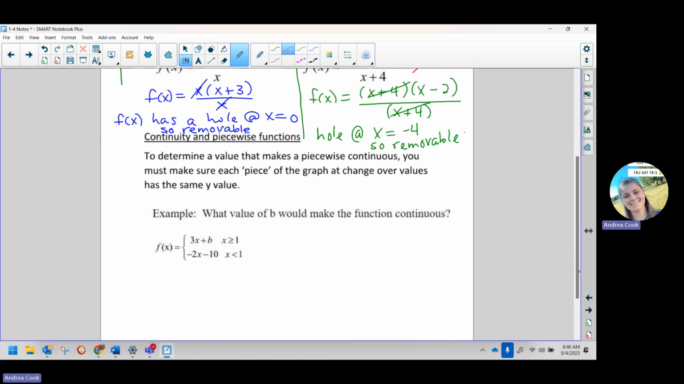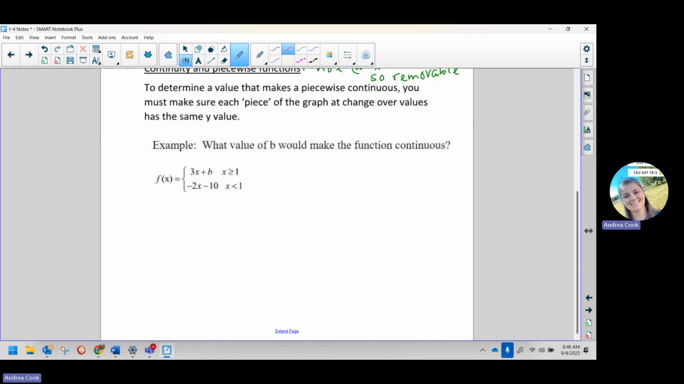Okay, so here I gave you f of x as a function. It's two linear pieces. The break of the graph is at 1, and I want to find the value of b that will make the function continuous. So I basically want those two lines to come together. Well, using our definition of continuity, where are we checking continuity? At 1. So is f of 1 defined? Yes. Okay, so that's our first checkpoint.